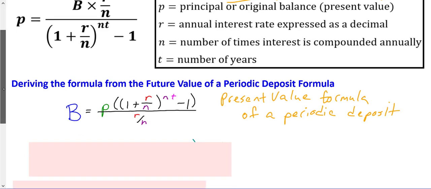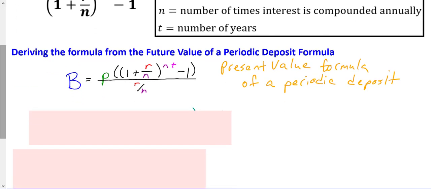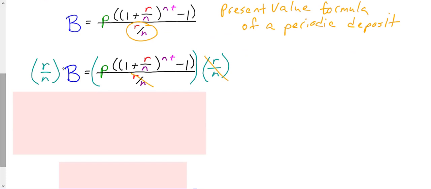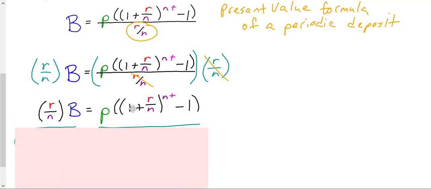Okay, so in this case, if we want to get P by itself, the first thing we want to do is move this R divided by N, because anytime we multiply both sides times what's on the bottom of a fraction, it eliminates what is on the bottom. So we're going to multiply both sides times R times N, and what happens is it cancels out on the right side, and we are left with R divided by N times B multiplied times the 1 plus R divided by N to the NT minus 1.